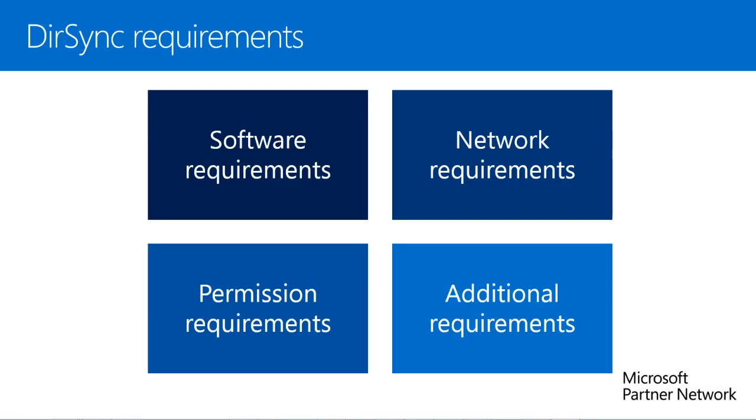The administrator who installs the DirSync tool must be a member of the Enterprise Administrators group and also have local administrator permissions for the computer on which the tool is being installed. When configuring DirSync, you must provide an Office 365 Global Administrator account when prompted. DirSync has to be installed on a domain joined machine and can now be installed on a domain controller as well.